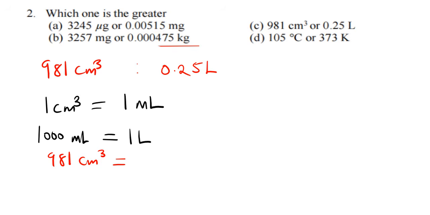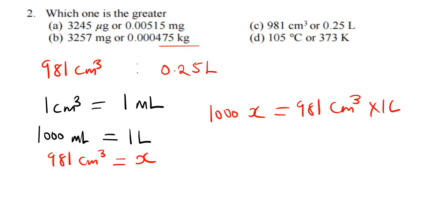So our conversion unit is between 1000 and the other one. So I can put X here. Now what I'm going to have is, because 1 centimeter cubed is equivalent to 1 mil, in this case I'm going to have 1000 X will be equal to 981 cubic centimeters multiplied by 1 liter.